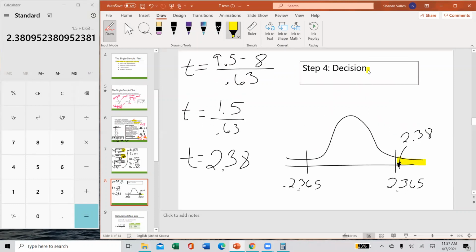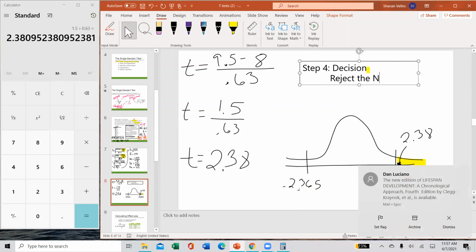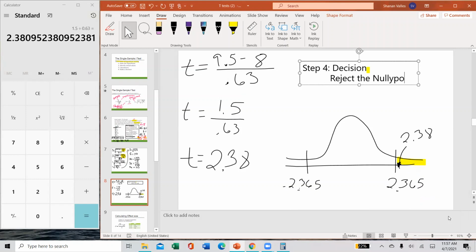And so what that means is we get to reject the null hypothesis. All right, you could just put H0, but we'll reject the null hypothesis. Okay.